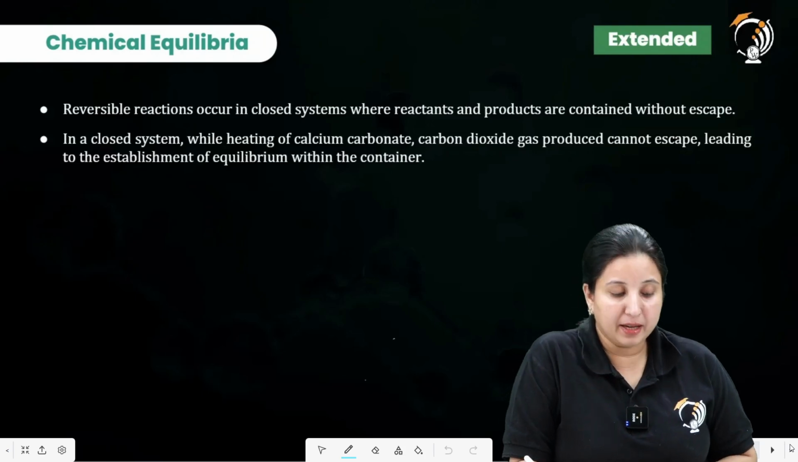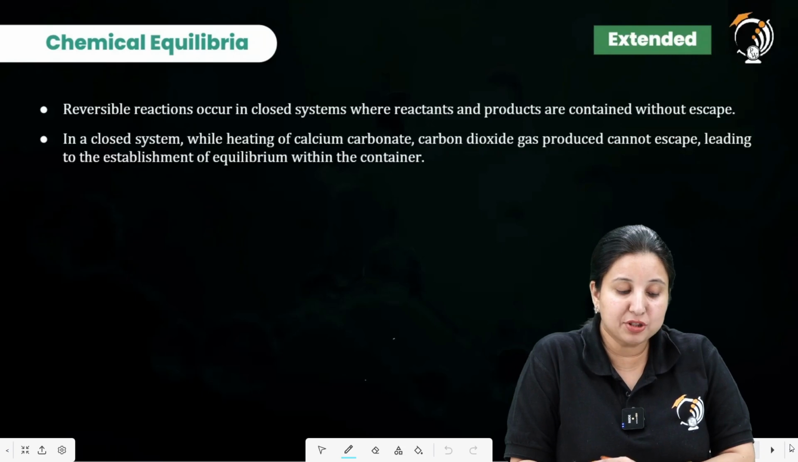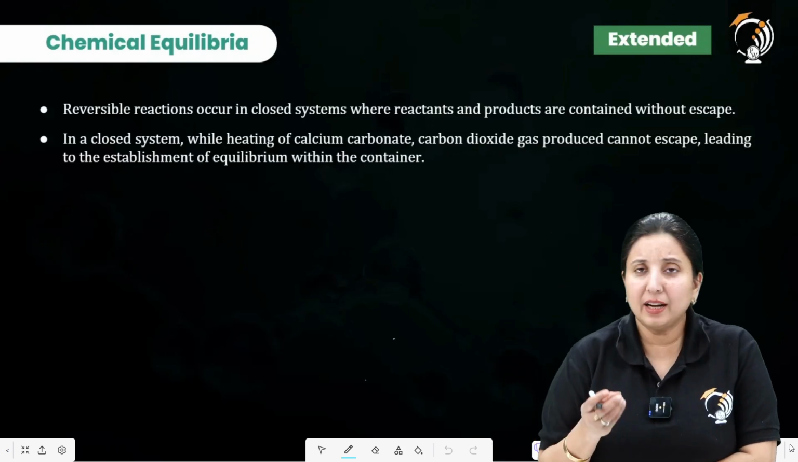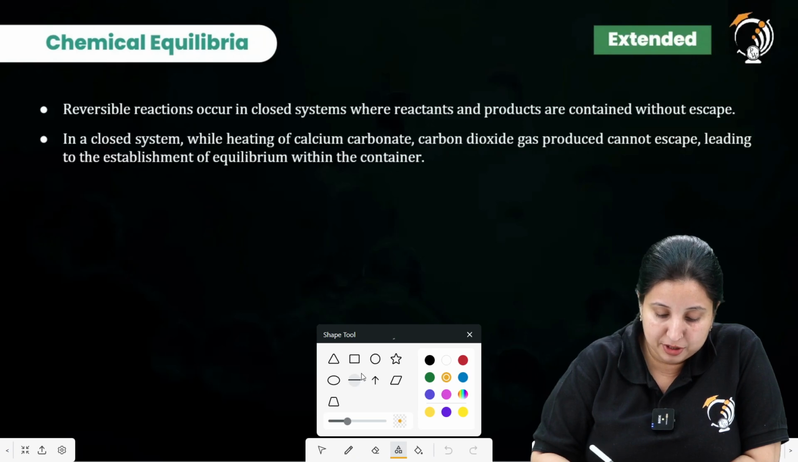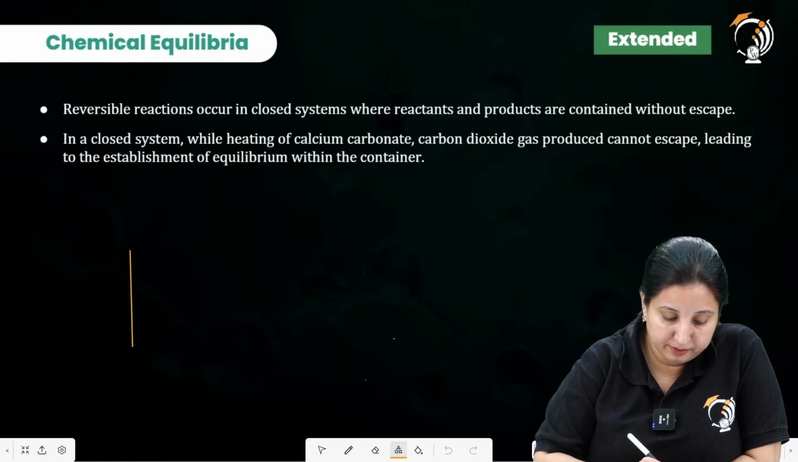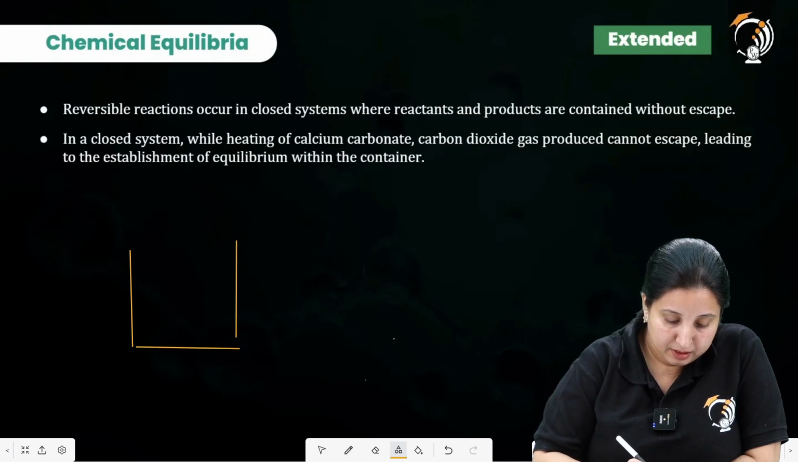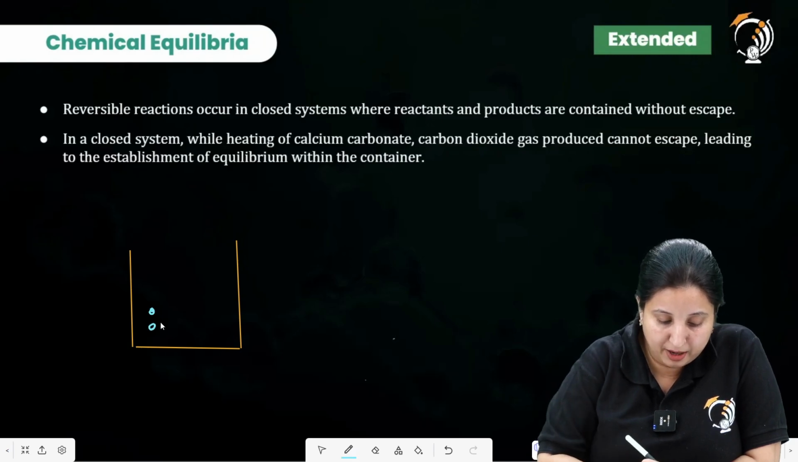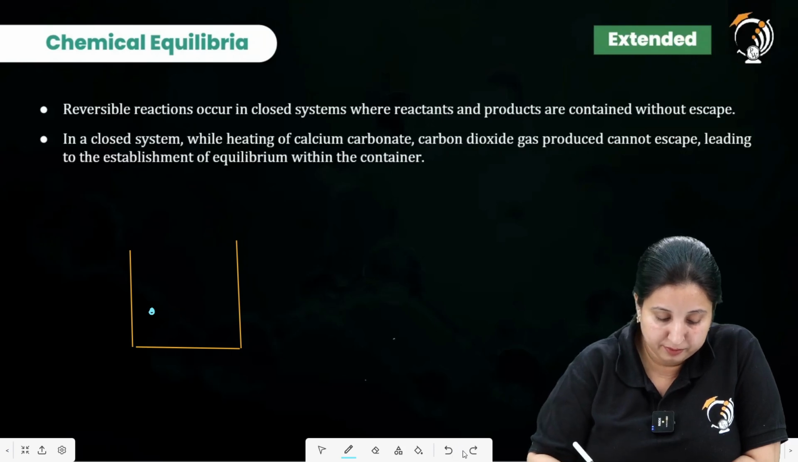So here comes the chemical equilibria. It is for the extended student. The reversible reactions occur in a closed system. Now look, understand it more. When I am talking about a reversible reaction, let's take one container. Now in this container, let's first of all make water.